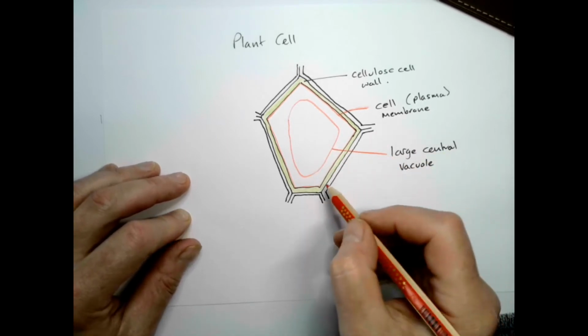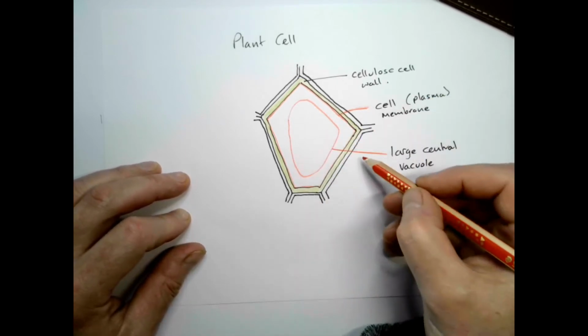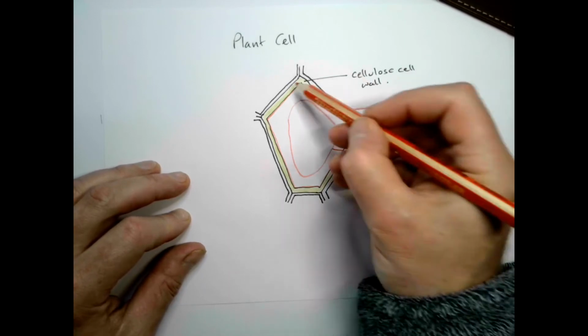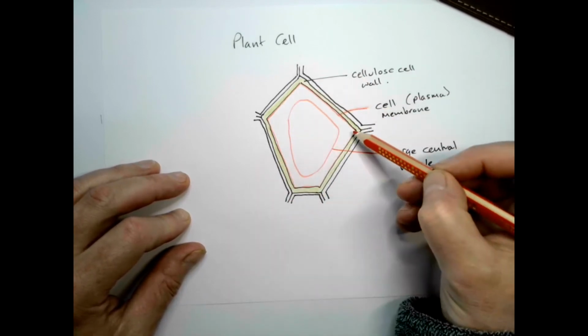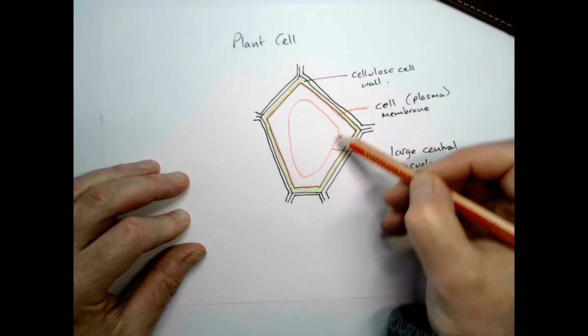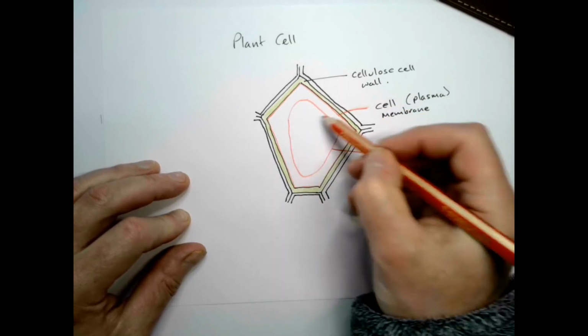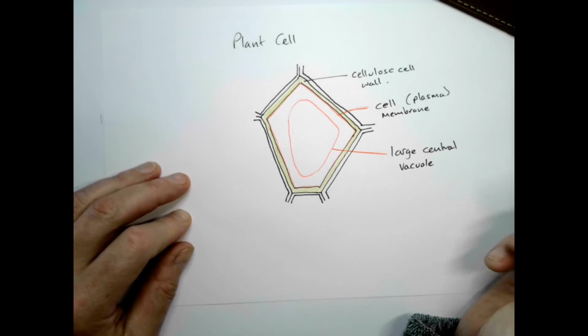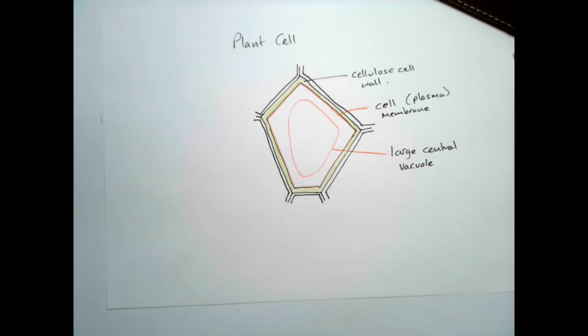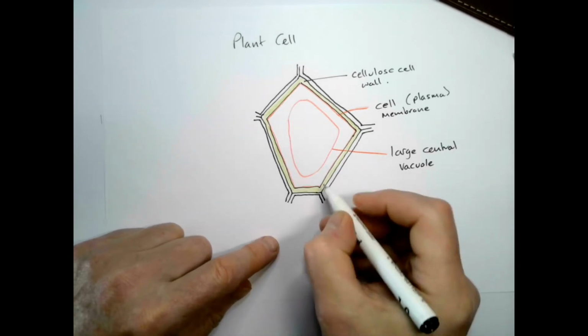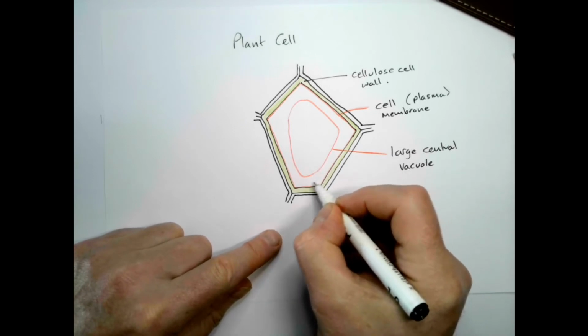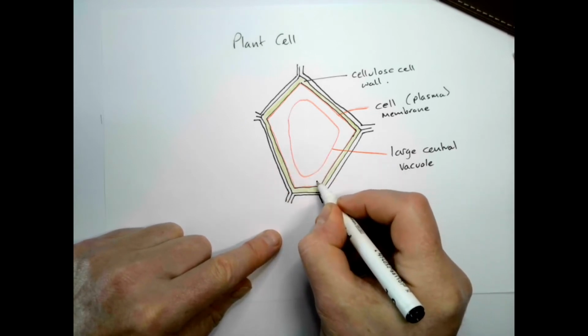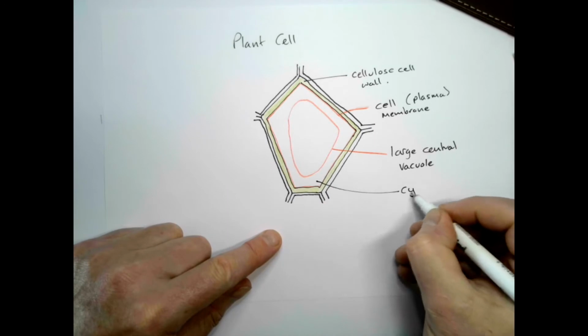Hydrostatic pressure it's called. Okay, so now we have our cellulose cell wall, which surrounds the plant. We have our cell membrane, which stops things getting in and out of the plant cell. And we have our large central vacuole, which we pump up inside the cell in order to keep the thing stiff and upright. Between these two things, we have the rest of the cell. And so that area is going to be full of cytoplasm.